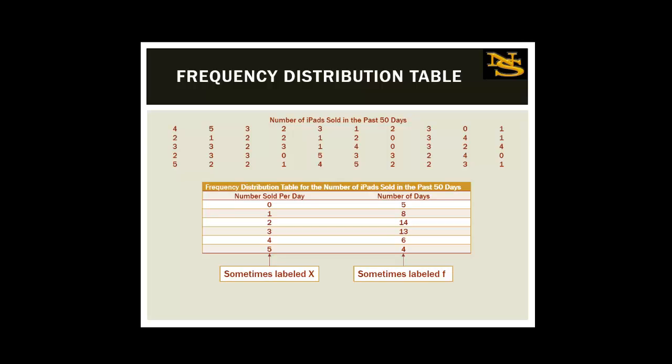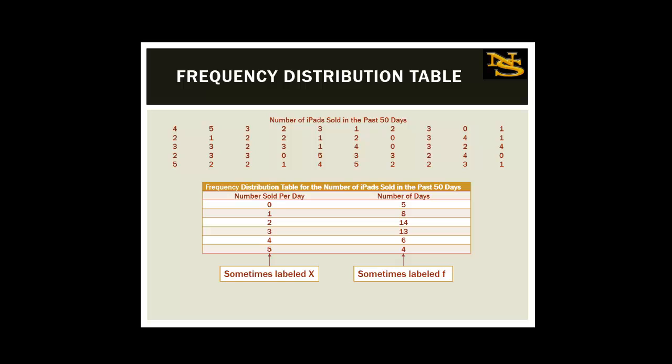So this first is just a simple frequency distribution table. At the top of the screen there, you can see the raw data. This is data looking at, in the past 50 days, how many iPads were sold. And each number there represents one of the days in our data set. So if you feel like counting, you can see that there are 50 numbers up there. Each number represents a day, and the number tells you how many iPads were sold on that particular day.